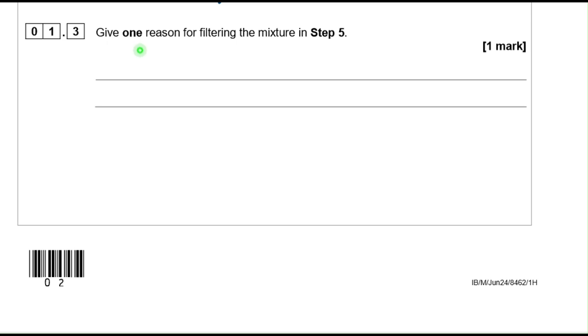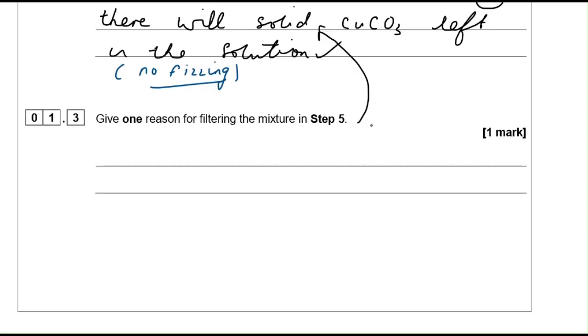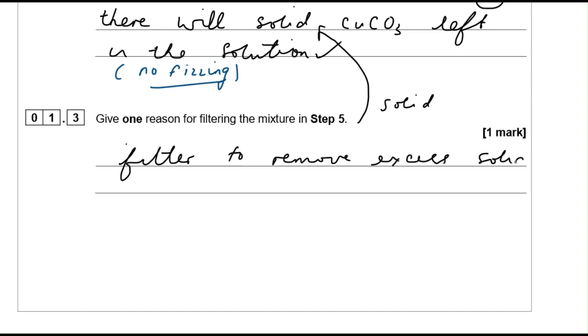1.3. Give one reason for filtering the mixture in step 5, and this is for 1 mark. Look at the previous answer. There's some solid left in the solution. To get clear solution for crystals, this solid must be removed. So, to claim 1 mark, write in the space provided, you would filter to remove any excess solid copper carbonate.